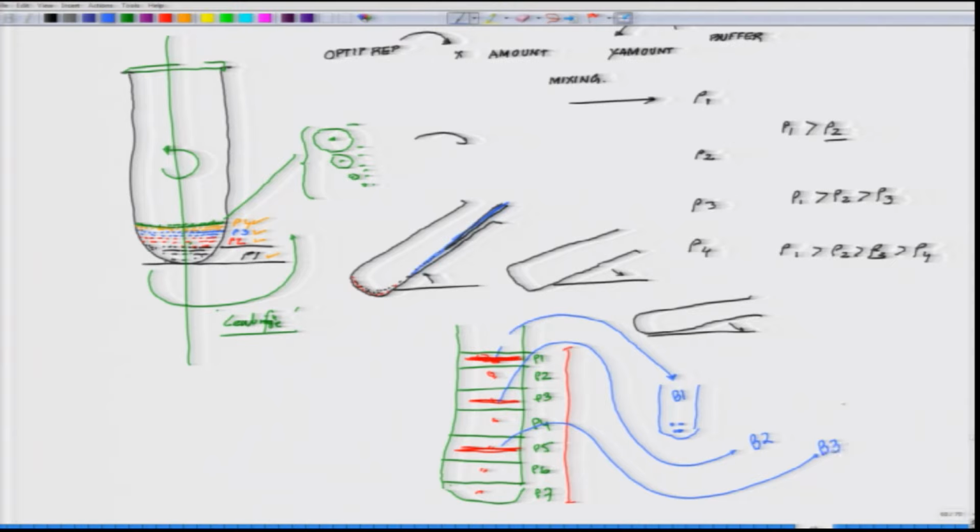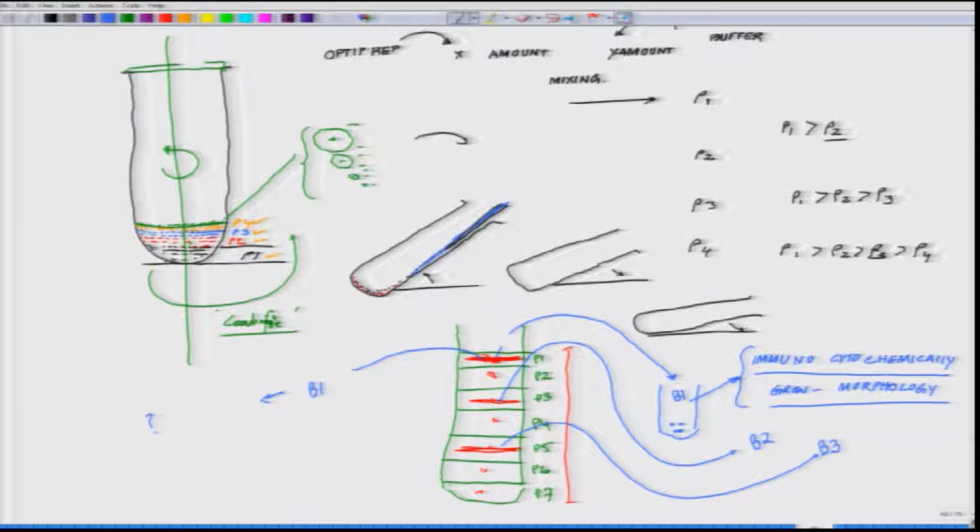Now, when you are doing it for the first time, you have no idea which cells are which. Now, what you have to do is characterize these cells by 2 methods. Immunocytochemically is one method, and you have to grow them to see their morphology, how they grow over a period of time. Based on that, you will be able to figure out which bands represent what cell type.